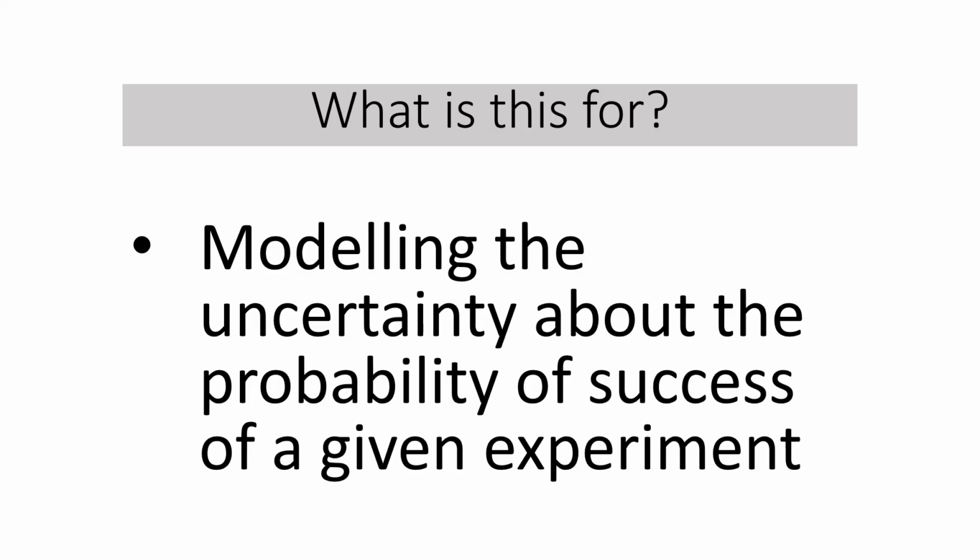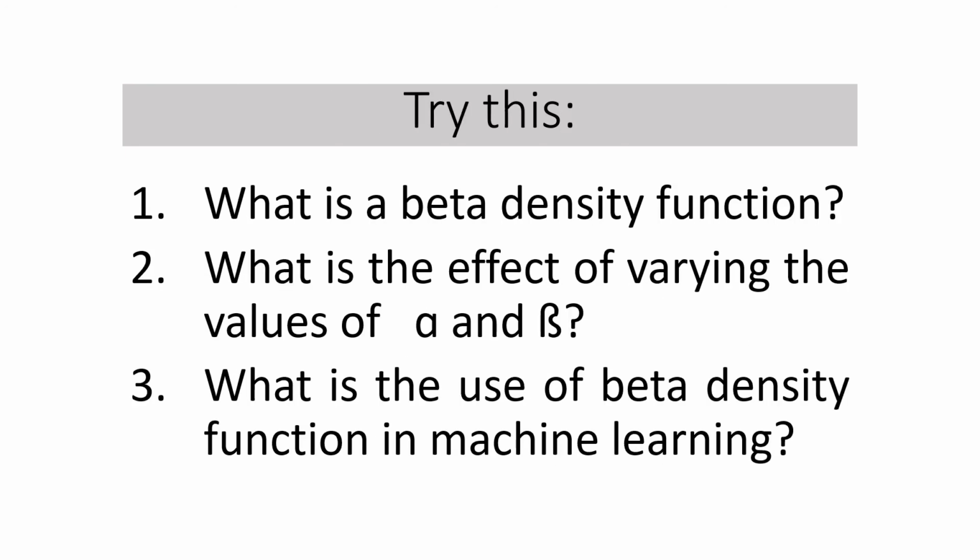What is this for? Why do we have to study this? It is most commonly used in machine learning in modeling the uncertainty about the probability of success of a given experiment. So after all being said and done, let's try this. What is a beta density function? What is the effect of varying the values of a and b? What is the use of beta density function in machine learning?